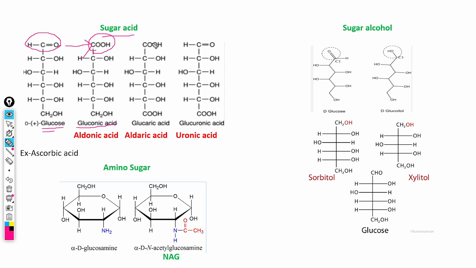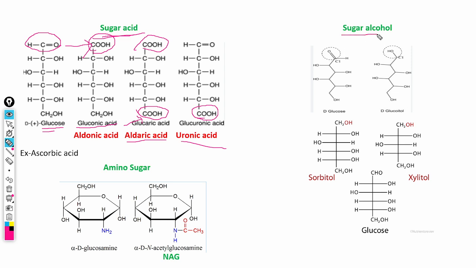If both this group and the terminal group are oxidized to form the COOH, it is called the aldaric acid. Same, if it is glucose, then it is called the glucaric acid. If it is galactose, then it is called the galactaric acid. So if only the terminal group is oxidized to form the COOH group, it is called the uronic acid. If it is glucose, it is called the glucuronic acid. If it is galactose, it is called the galacturonic acid. Okay, so these are the sugar acids.